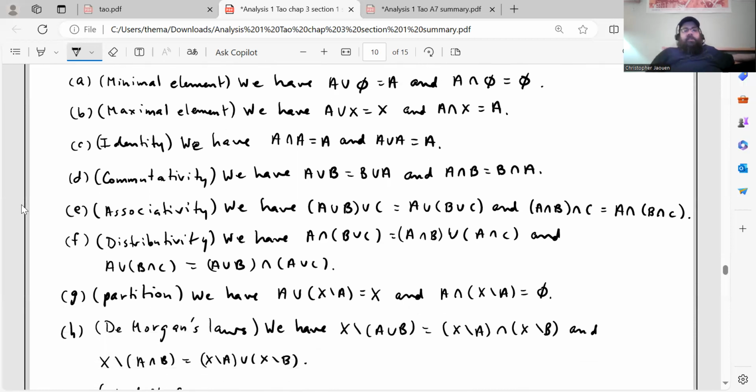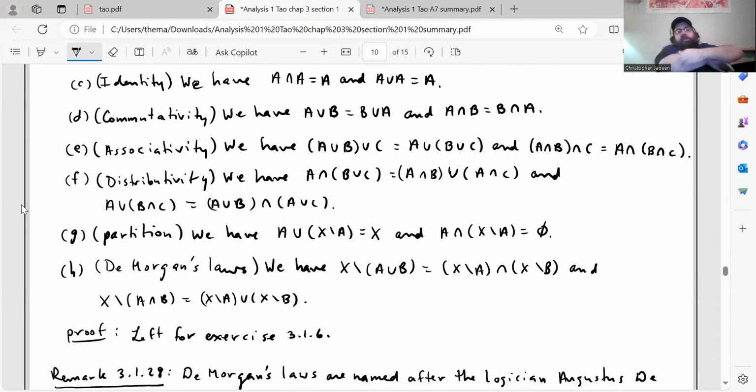We have commutativity of union and intersection. We also have associativity of unions and intersections. There's a distributive law, so intersections distribute over unions, and unions distribute over intersections. Part G, we have something called partitioning. We have A union the set difference X minus A equals X, and the intersection of A with the set difference of X with A is the empty set.